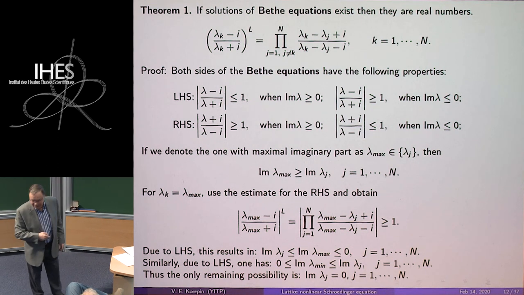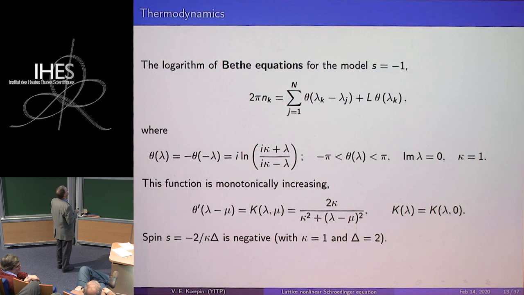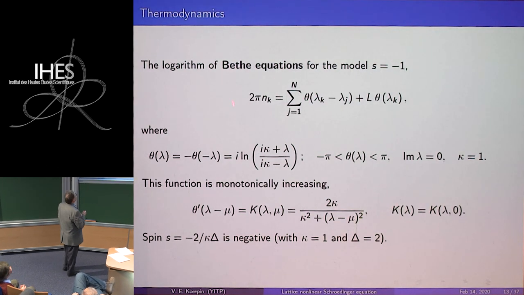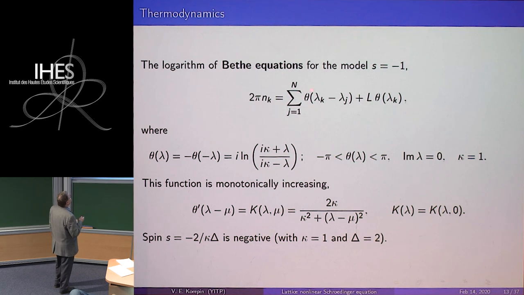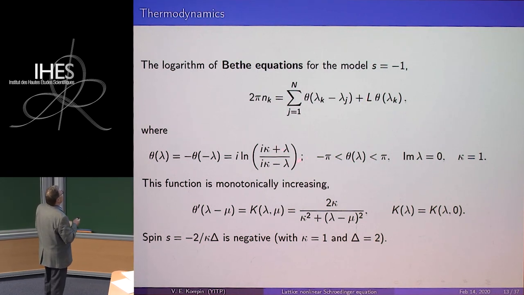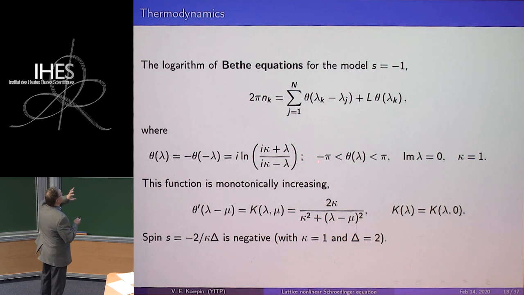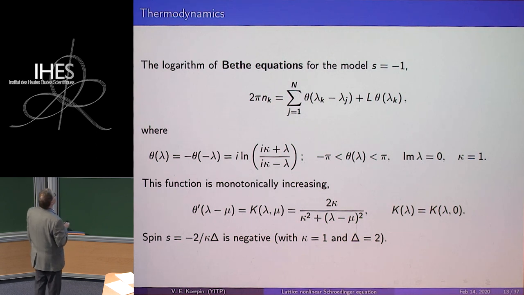Okay, so we proved that it's a solution. If they exist, they're real. Do they exist? So take a logarithm of the Bethe equation. L is the length of the lattice. Theta is a logarithm of what was the left-hand side, and theta is, of the difference, the logarithm of the former right-hand side. So Bethe equations, famous. How can I possibly prove this solution?